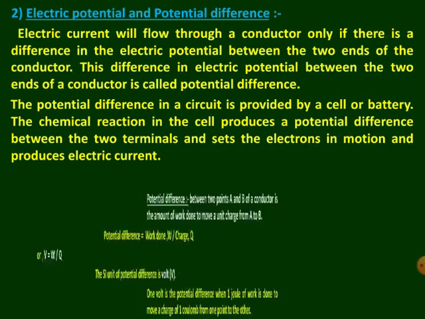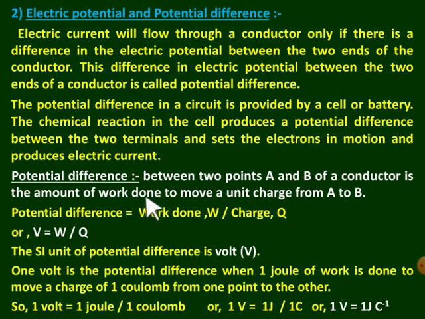Let's see about the potential difference. It is the potential difference between any two points on the conductor, say A and B, which is the amount of work done to move a unit charge from A to B of the conductor. In a very short way, potential difference is the difference of potential of any two points in the conductor. Mathematically, potential difference is work done divided by charge. We simply say this as work done per unit charge.